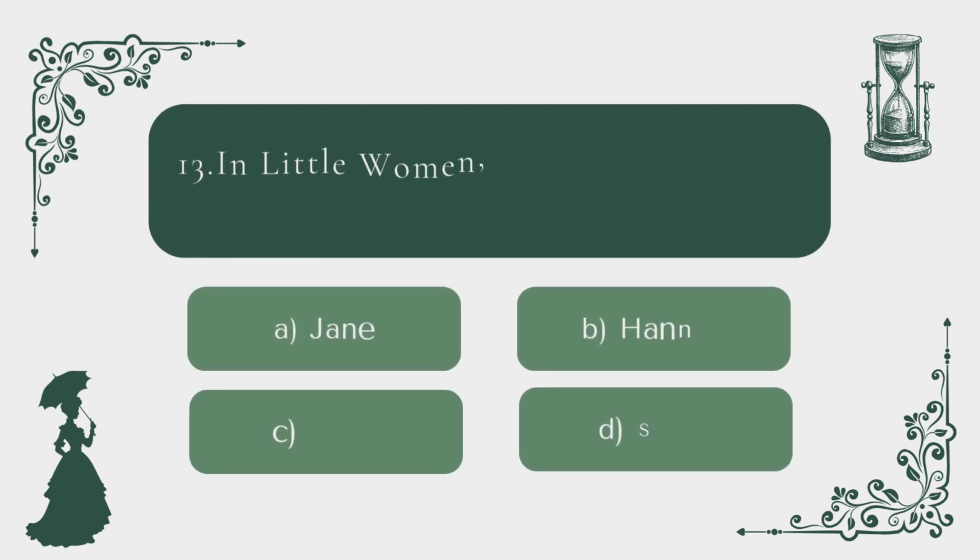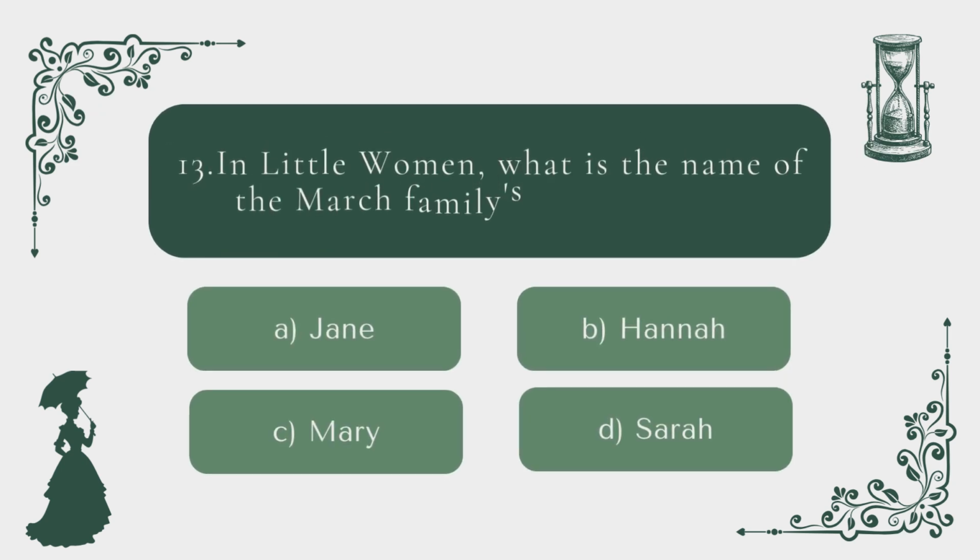In Little Women, what is the name of the March family's loyal servant? A. Jane. B. Hannah. C. Mary. D. Sarah.